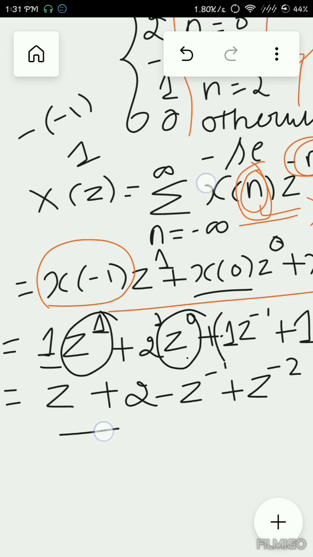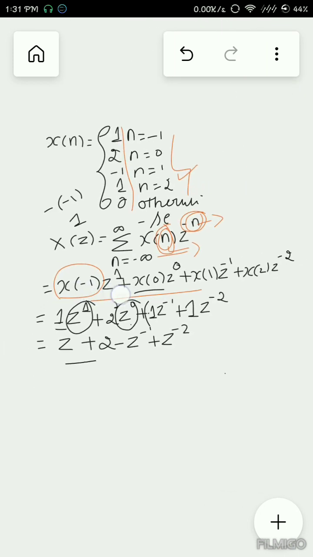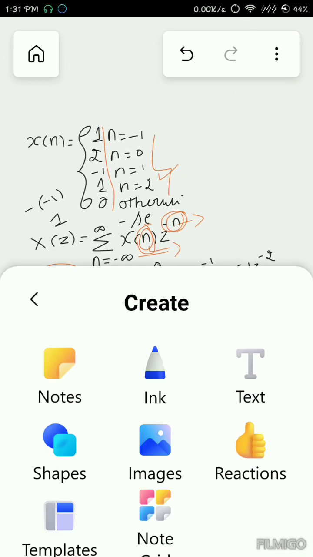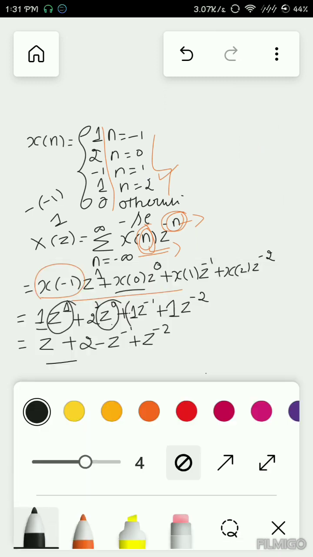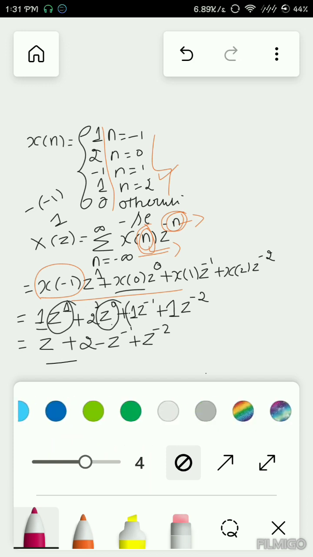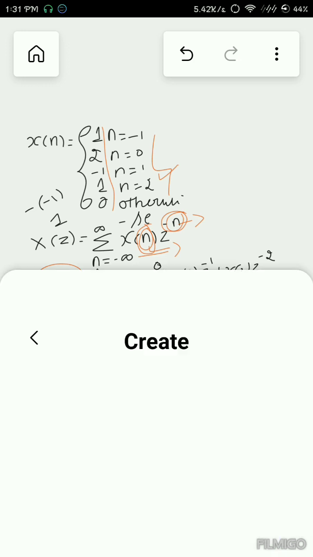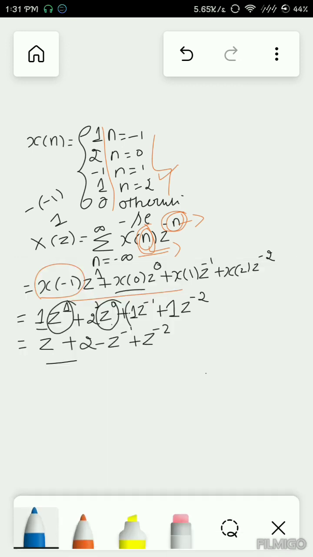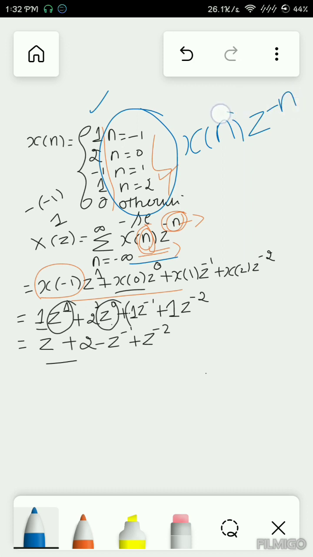So I'll brief you clearly once again. See here, this is the problem that we got. And here he has given certain values of n, right? What you have to do is consider these values of n, and for this particular formula, x of n into z to the power of minus n, you're going to substitute each and every value of n, right?